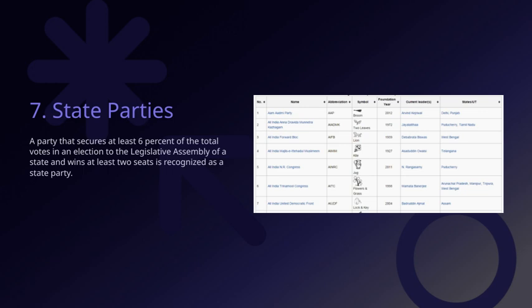This recognition is important because it grants certain privileges and recognition within the political system. It helps distinguish these parties from smaller, less influential groups, and emphasizes their significance within that particular state's political landscape. So, in summary, crossing the 6% vote mark and winning at least 2 seats are the 2 main criteria for a party to be categorized as a state party, tying directly into our overall discussion of party recognition and influence.